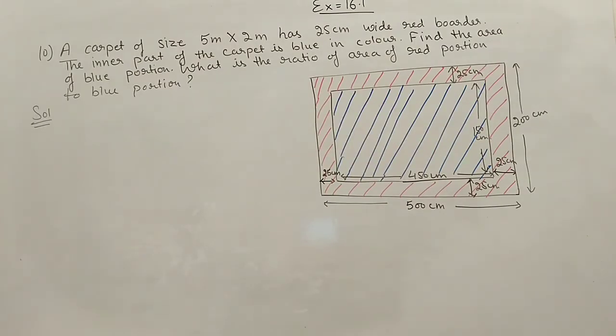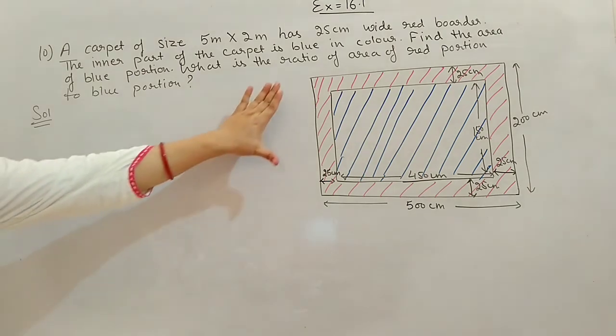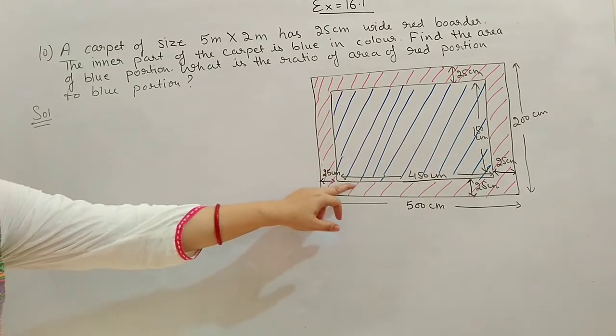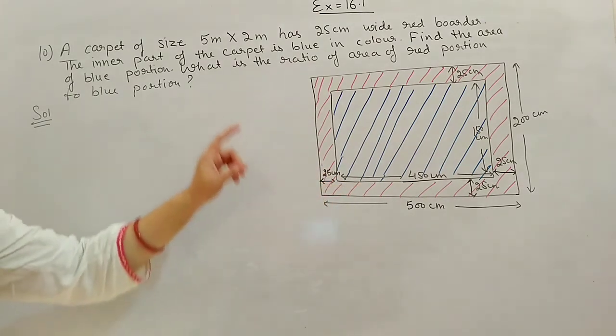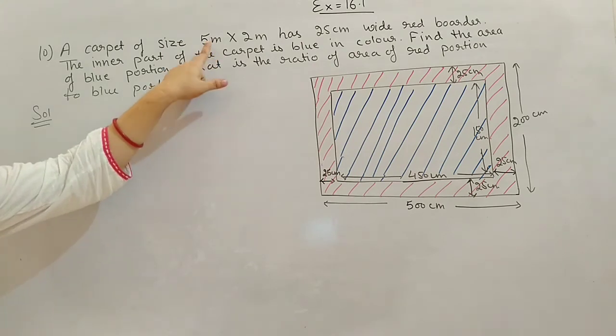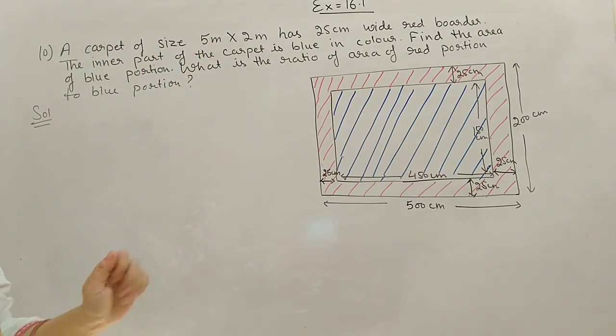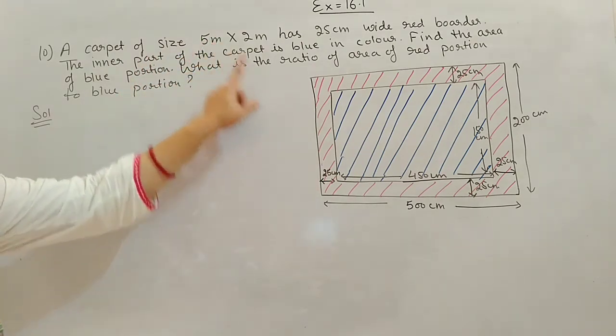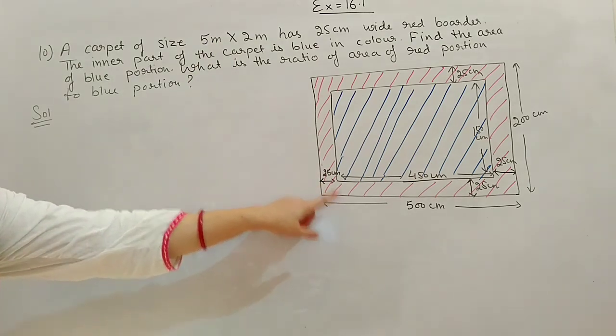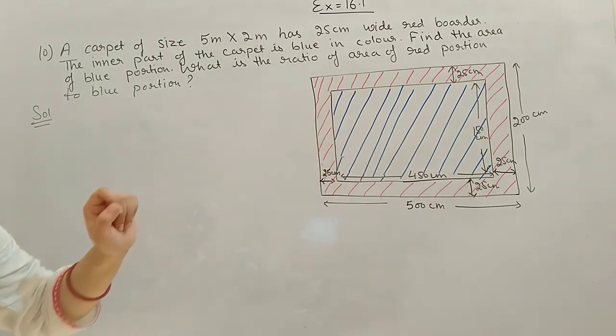Next, question number 10. A carpet of size 5 meter by 2 meter has 25 centimeter wide red border. The inner part of the carpet is blue in color. Find the area of blue portion and also find the ratio of red and blue portion. So this carpet is there. You can see 25 centimeter red border is there outside. Units we can change to the same. You can change meter to centimeter or centimeter to meter. So this 5 meter I have changed into 500 centimeter and 2 meter into 200 centimeter.